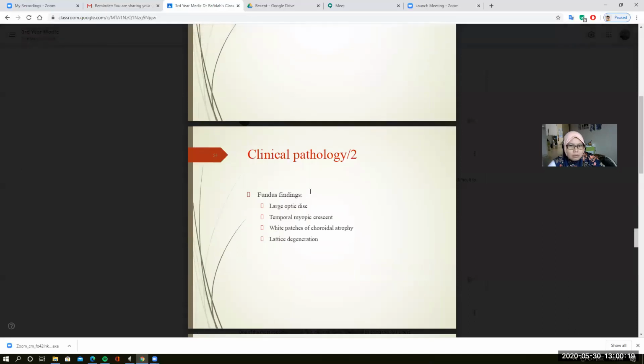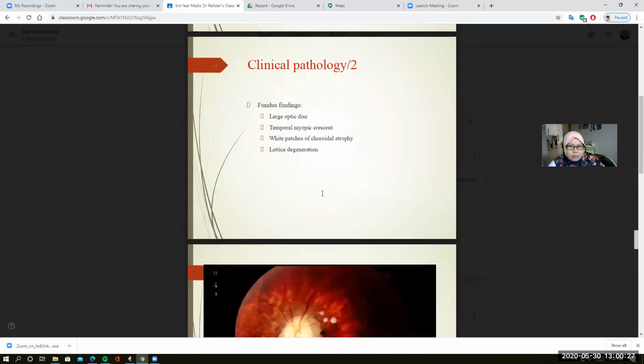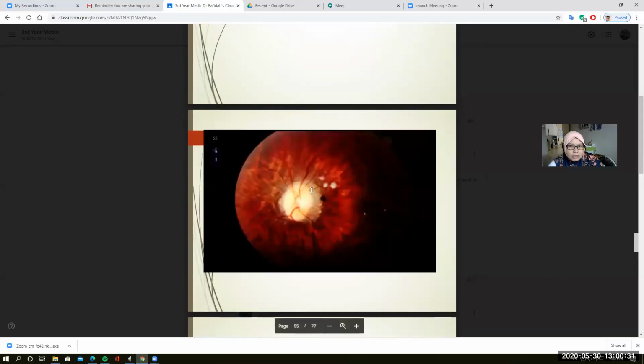So the findings, when you look at the fundus: large optic disc, temporal myopic crescent, white patches of choroidal atrophy, lattice degeneration. This is an example of a myopic crescent. This is the optic disc. You look at the fundus, you can see all the blood vessels, the choroidal blood vessels. This is the retinal vessels.